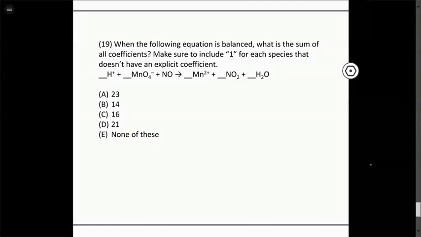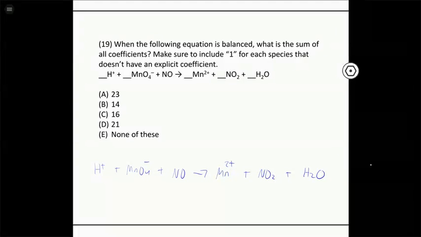I'll have to rewrite this one because I don't have enough room to do everything. We have H+ plus MnO4- plus NO going to Mn2+ plus NO2 plus H2O. We want to balance these by finding the coefficients, and then find the sum of the coefficients on the reactant side. I know this one is looking for the sum of all coefficients.